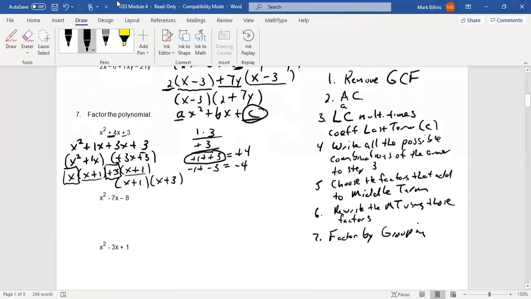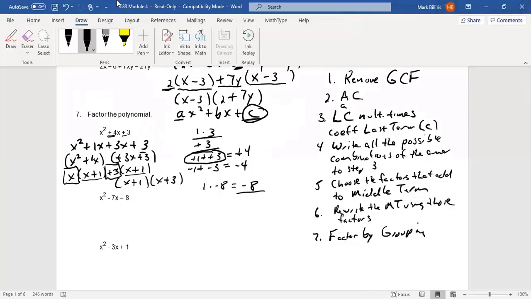Okay, so let's look at the next problem. Follow the steps. So again, first step in factoring is to remove the GCF. Nothing divides into x squared minus 7x and minus 8. So after I've done that, I'm going to use the AC method of factoring. So I'm going to take my leading coefficient, which is 1, times the coefficient of my last term, which is negative 8. So 1 times negative 8 equals negative 8.